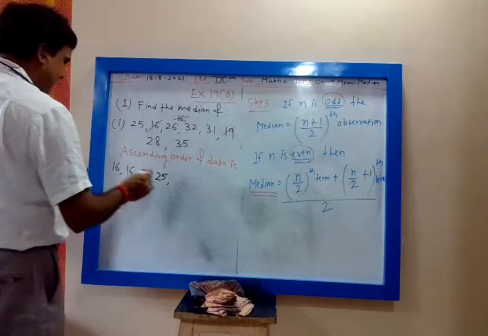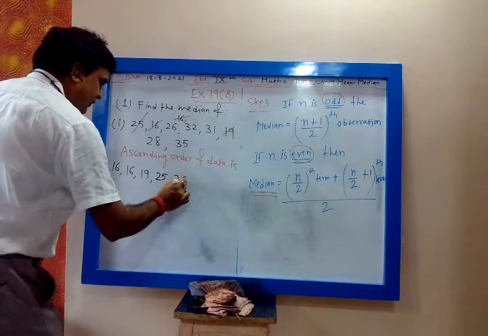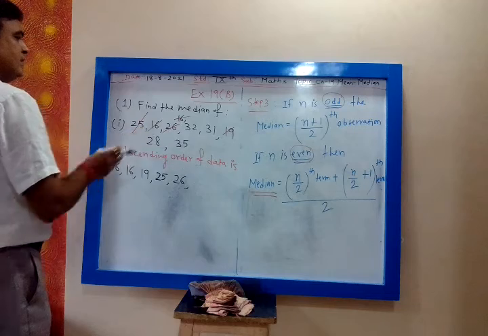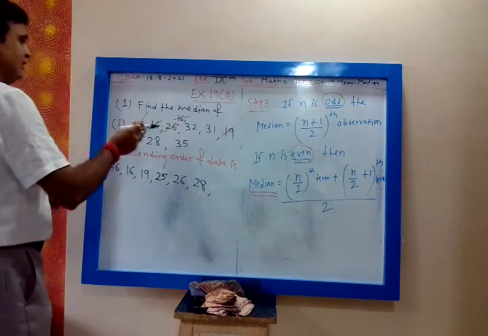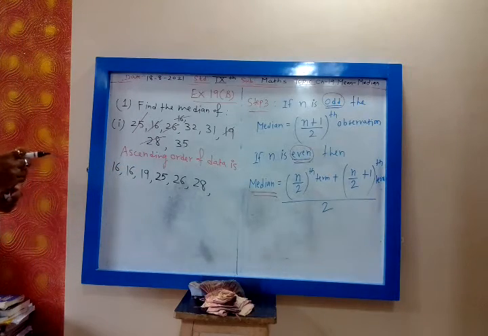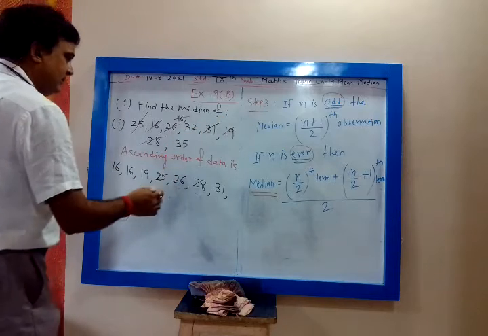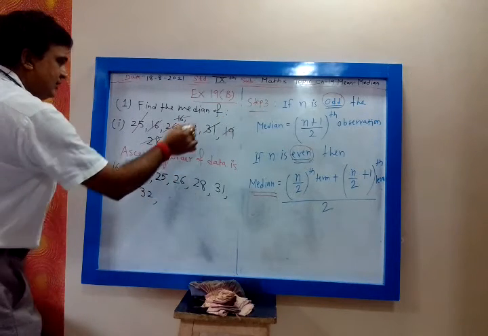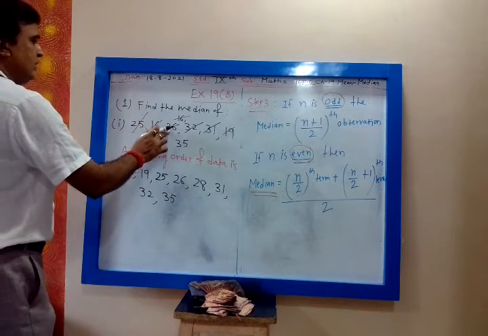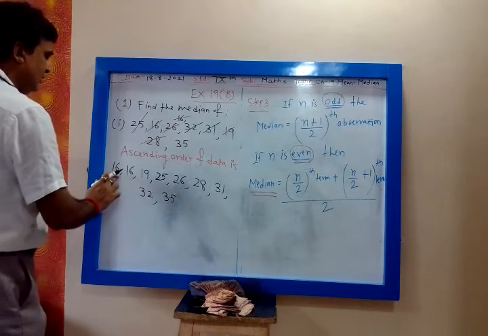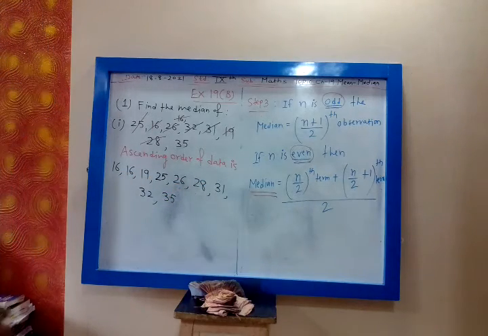Cancel with pencil 25. Then 26. Cancel with pencil 26. Then 28. Cancel 28, so that you can clearly see which are left. Then 31. Cancel with pencil 31. 32. Cancel 32. Then 35. Now you count how many numbers are given. 1, 2, 3, 4, 5, 6, 7, 8, 9. So that means arrangement is proper.